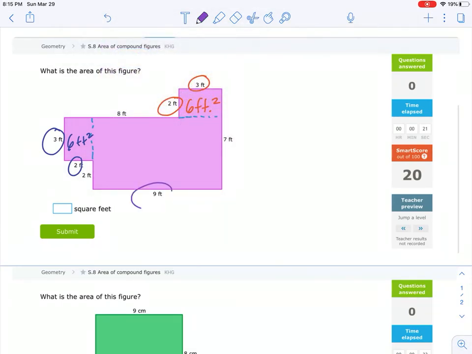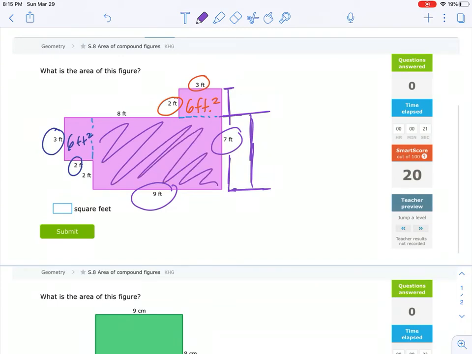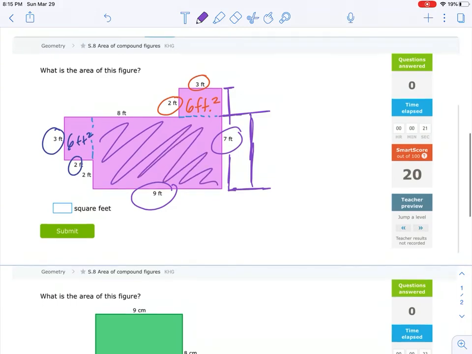And then here we have a length of 9, a width of 7, okay? But notice something. The 7 represents from this edge to this edge. So I only want what is from here to here in order to find the area of this part. So because 7 goes all the way to the end, I can't use 7.